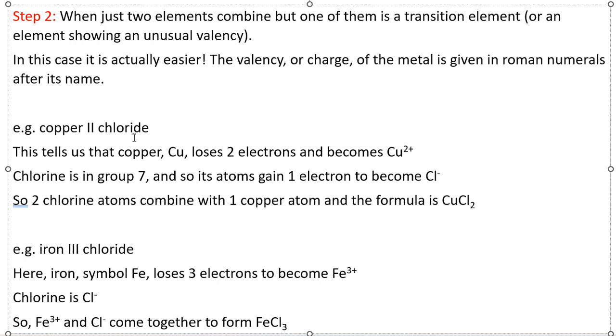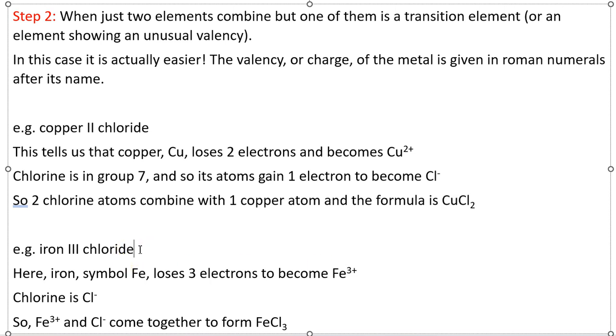Chlorine, to make the chloride, I can use the periodic table. Chlorine in group 7 is going to gain 1 electron. The atoms will gain 1 electron to become Cl-. I need 1 of my Cu2+ to combine with 2 single negative Cl minuses. And that gives me my chemical formula, CuCl2.